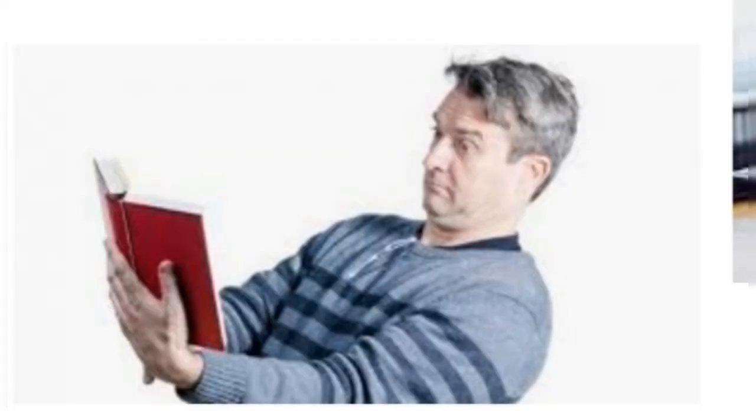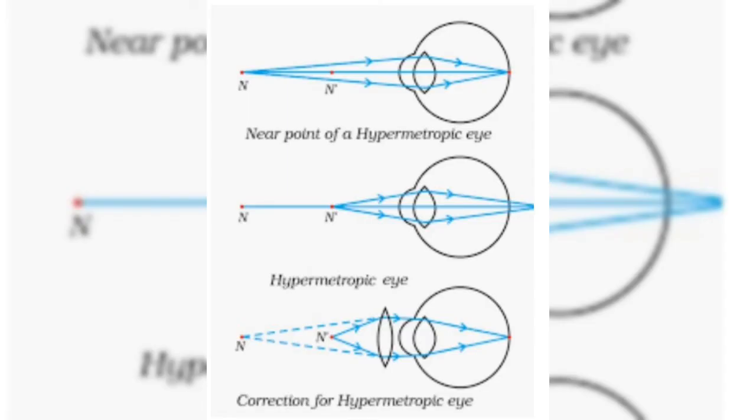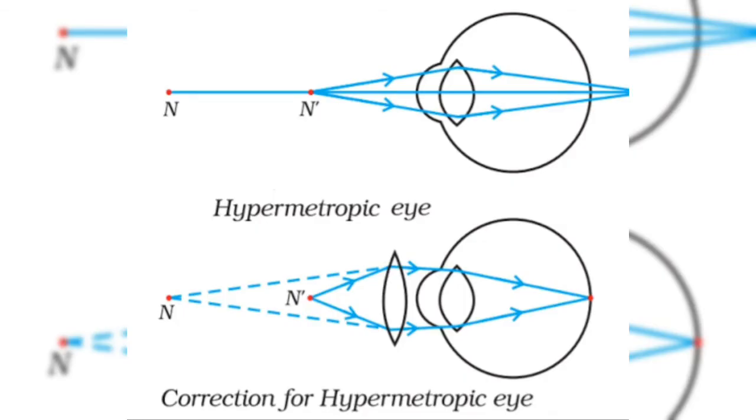Such a person has to hold the reading book or newspaper at a distance of more than 25 centimeters from the eye for comfortable reading. The defect of hypermetropia is caused, number 1, by low converging power of the eye lens, means the focal length of the eye lens increases, and number 2, by the eyeball being too short.